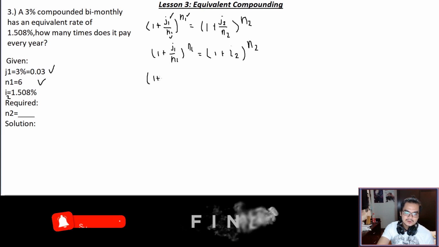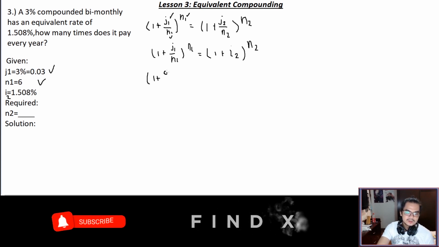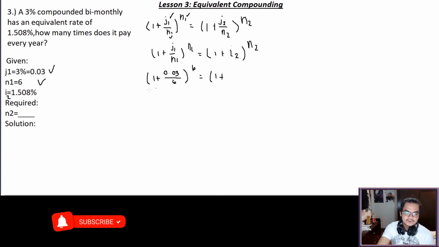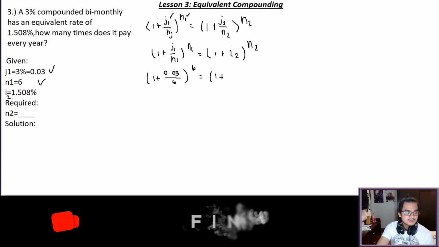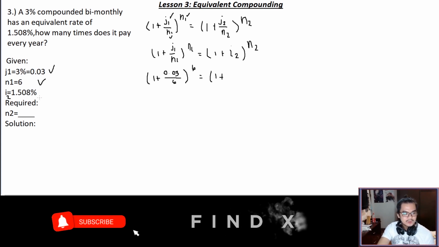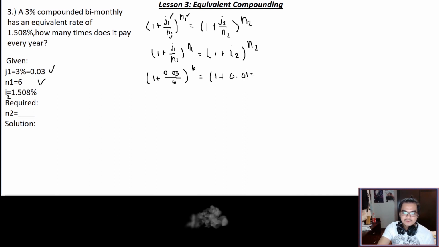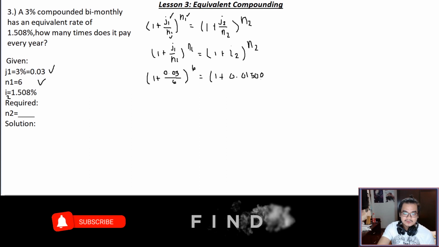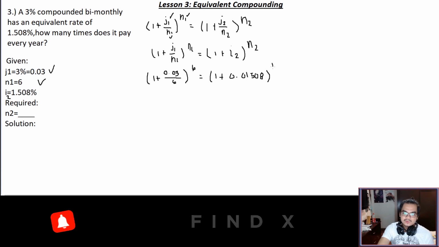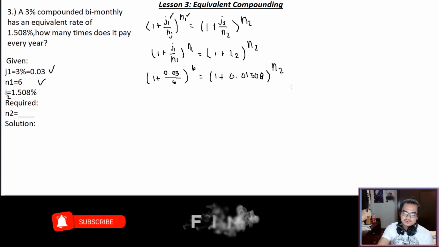So that's 1 plus J1. J1 is 0.03 over N1, which is 6, raised to N1, which is 6, equal to 1 plus the value for I2. Again, we will not use 1.508, we have to make it decimal. So this is 0.01508. All you have to do is divide 1.508 by 100, raised to N2, and N2 is what we are looking for.